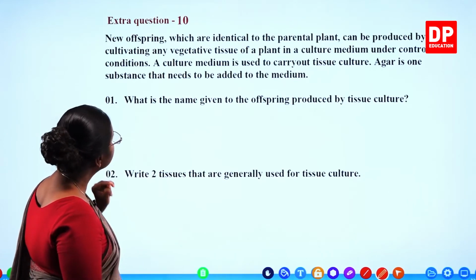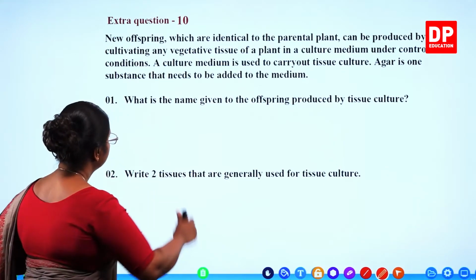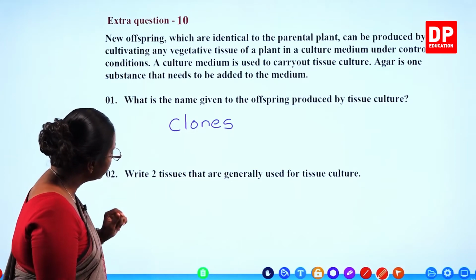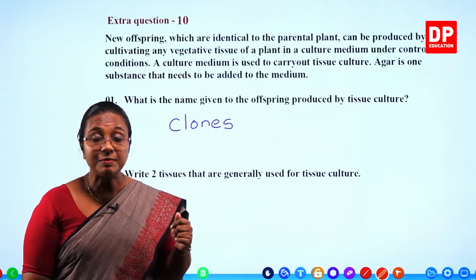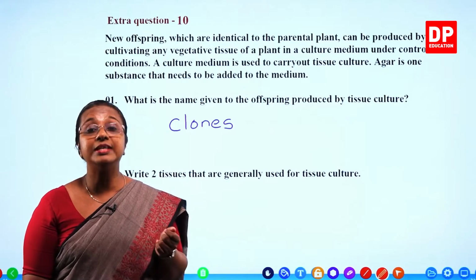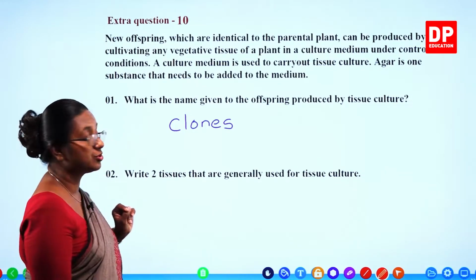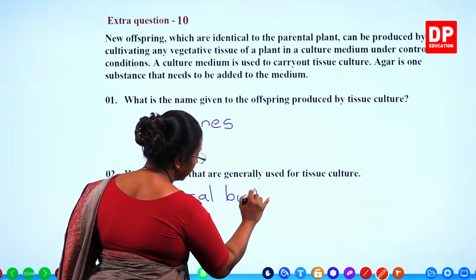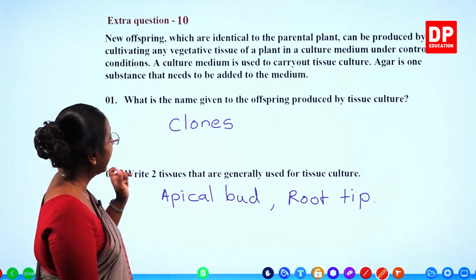The first question, what is the name given to the offspring produced by tissue culture? What do we call them? They are known as clones. So we call them clones. Then the second one, write two tissues that are generally used for tissue culture. What are the tissues used for tissue culture? The apical bud is used, lateral bud is used, or the root tip is used. So here we can write any of the two tissues. I will write apical bud and root tip. You can also write the lateral bud. Any two is correct. So with that, I'll move on to the next question.